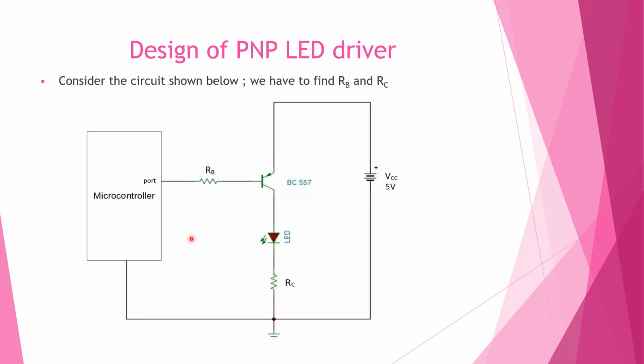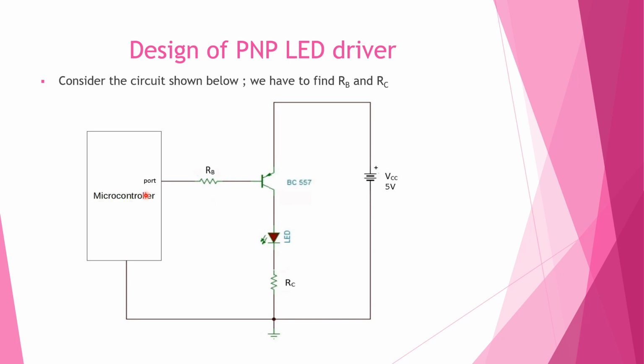So this is another circuit where we have used a PNP transistor. Again this is the same as what we have done for the LED, but the voltage is inverse here. So when the voltage is low, the LED will turn on. When the voltage is high here at the port, the LED will be off. So the equations for finding RB and RC are the same. You have to first find the on condition. Only the condition is different.